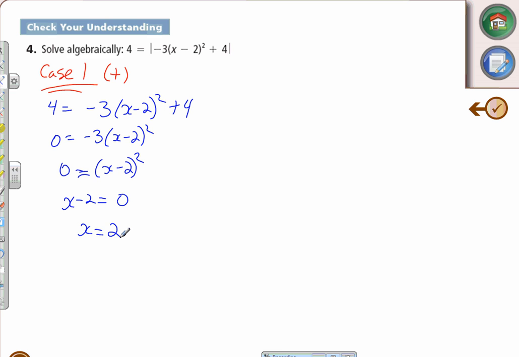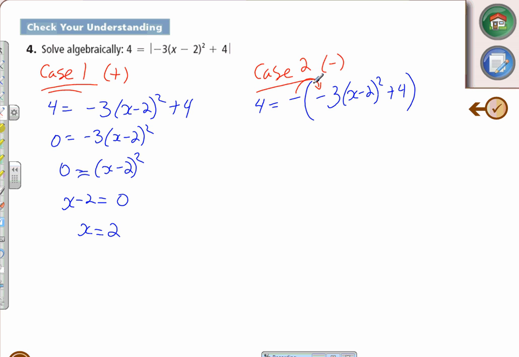Let's do case number 2. And that's the negative case. That's when we have 4 equal to negative bracket, negative 3, x minus 2 squared plus 4. Distribute in your negative, and careful, it doesn't change the sign inside here. So it might be a little bit safer to just divide the negative over to the other side. So you've got the two options. And I'll do that. I'm just going to divide my negative over to this side to say it's negative 3 x minus 2 squared plus 4.